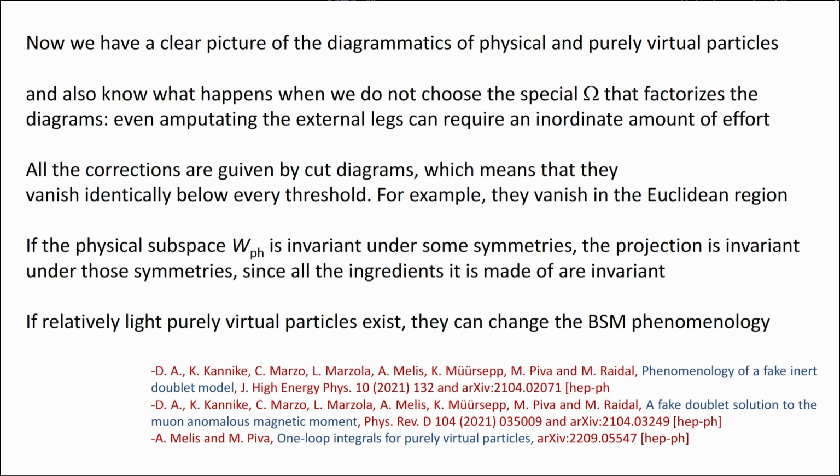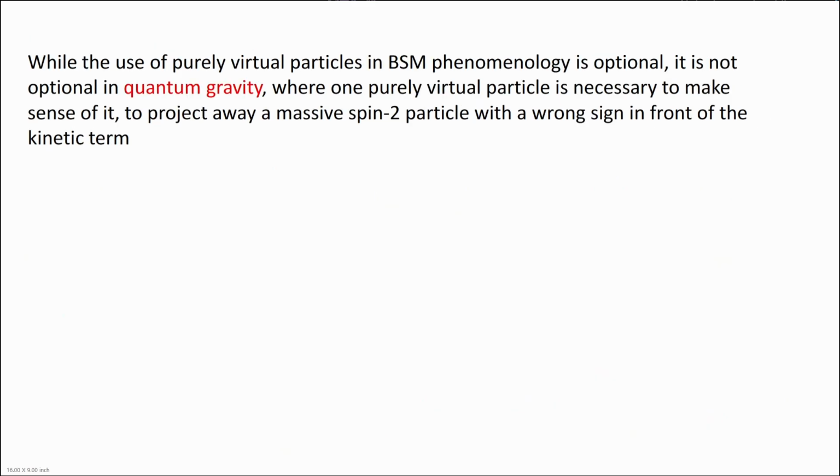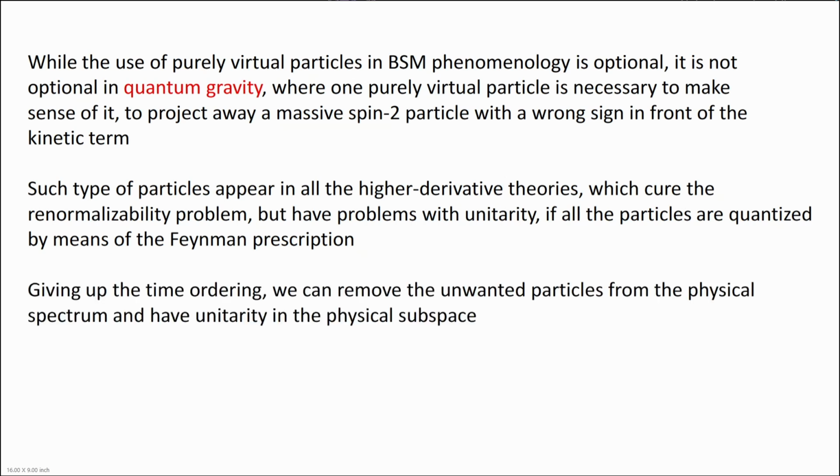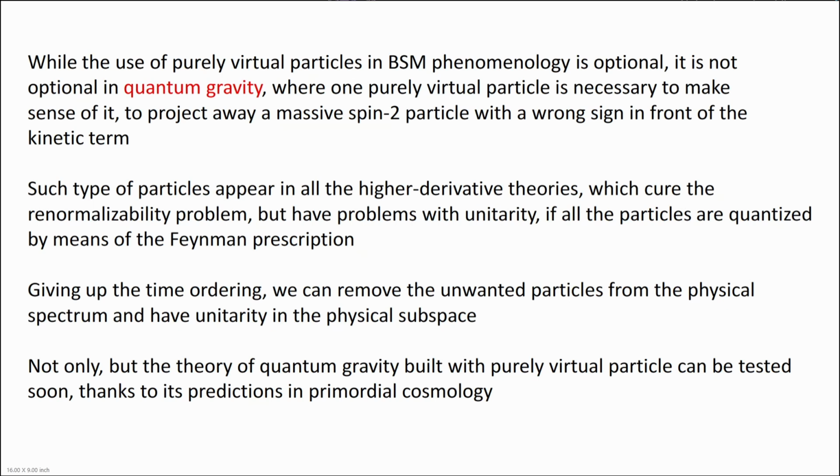Phenomenologically, this can be important if relatively light, purely virtual particles exist because they can change the phenomenology of physics beyond the standard model. You can check these papers for ideas and hints. But the most important thing is quantum gravity, because there using something new like this is not an option. You need to make a certain massive spin 2 particle purely virtual because it has the wrong sign in front of the kinetic term. And normally you have problems with unitarity because you use the Feynman prescription. But if you give up time ordering, then you have these new possibilities. Not only, but the theory that emerges by using this technique in quantum gravity is testable and gives a prediction.